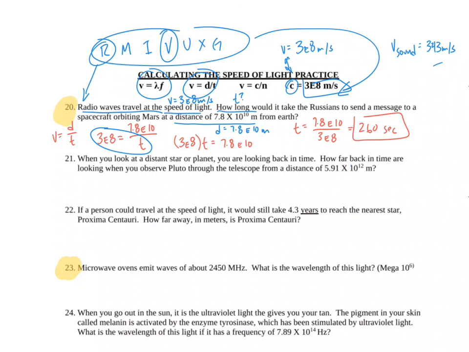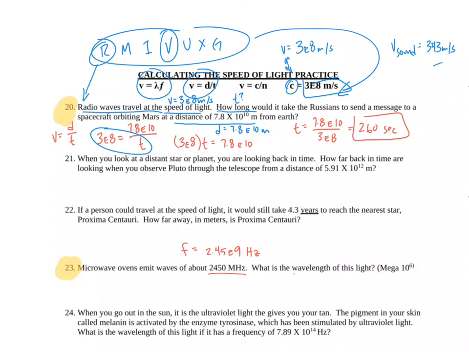Okay, so what this means is 2,450 megahertz is 2,450 million hertz, which can be expressed as 2.45 times 10 to the 9th hertz. Now, you should know by now, by previous Edpuzzles and notes, that hertz is a unit for frequency. So what this is telling you is the frequency of these waves.